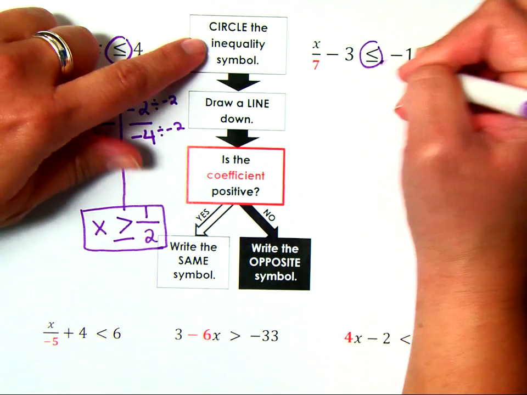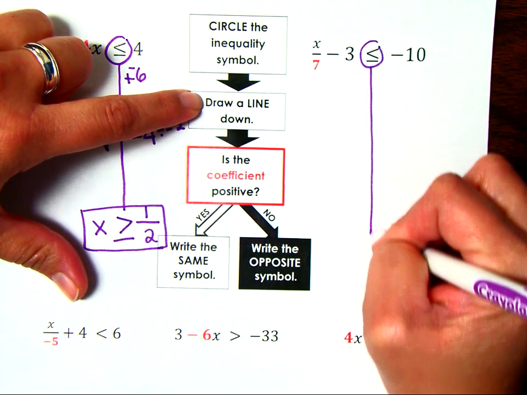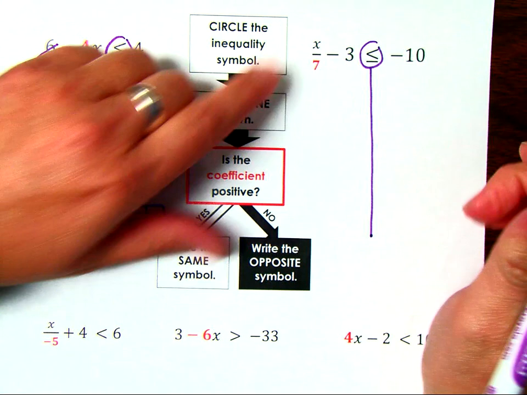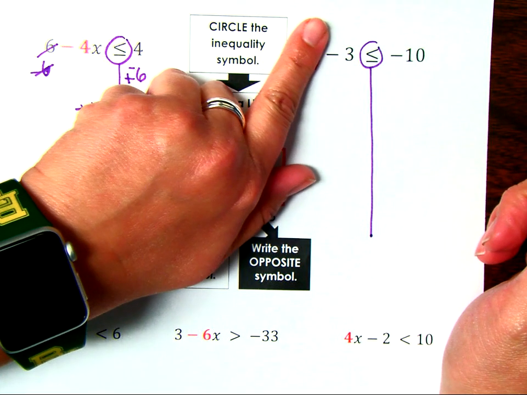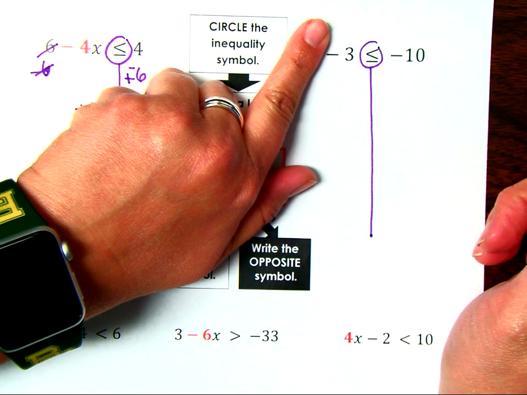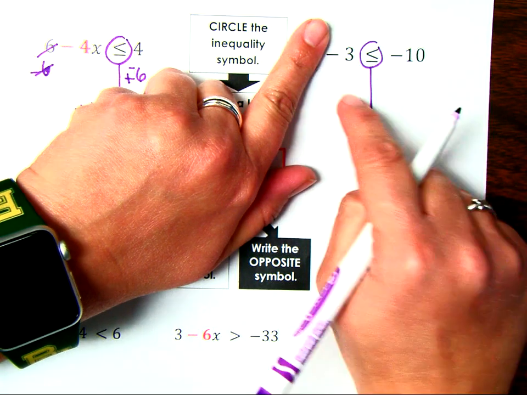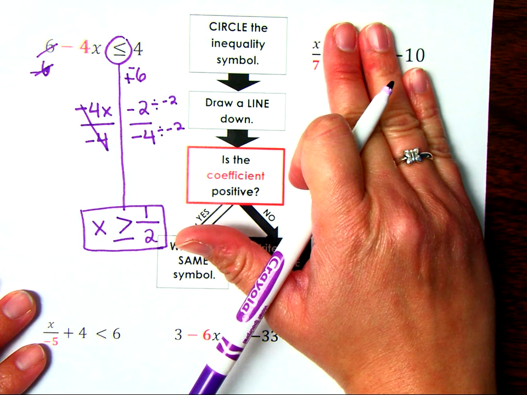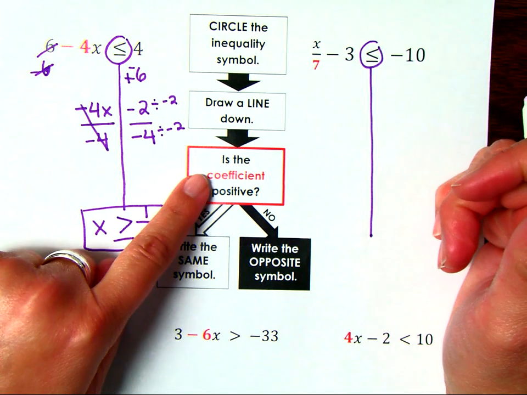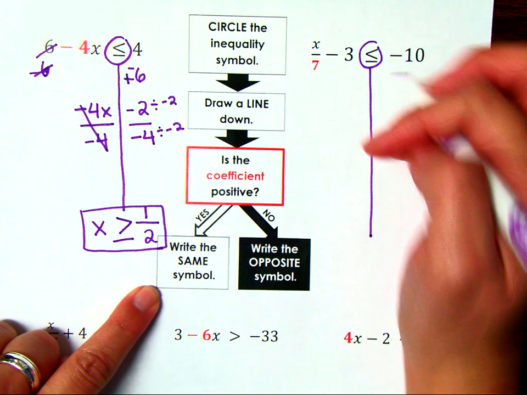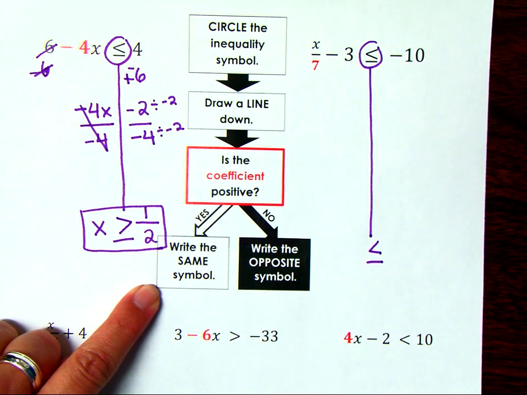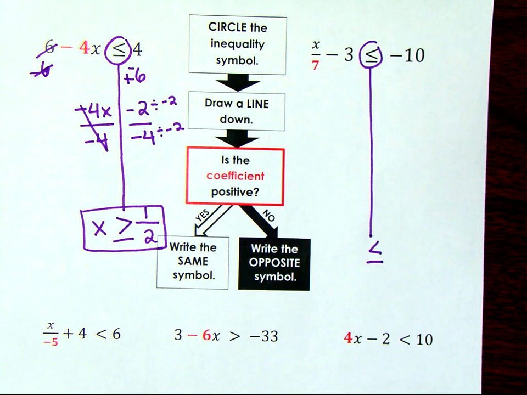Circle my inequality sign, draw the line down. Is the coefficient positive? Well, is 7 the coefficient or the negative 3? Which one is working with the variable? This is just the constant, so your coefficient is a positive 7. Because it's positive, we're going to write the same symbol. So we just bring the inequality sign down. Okay? Then you solve like you would normally for an equation.